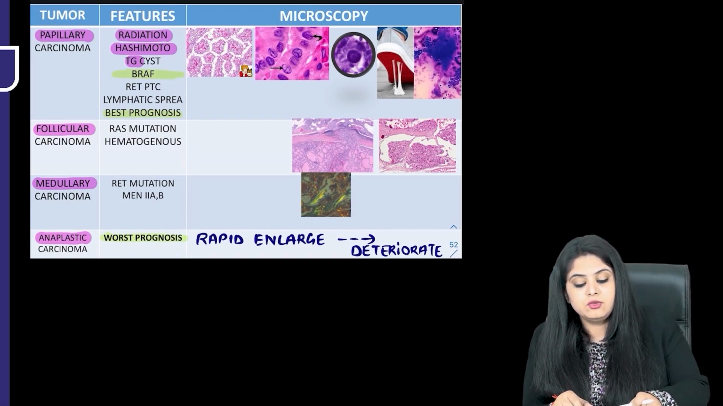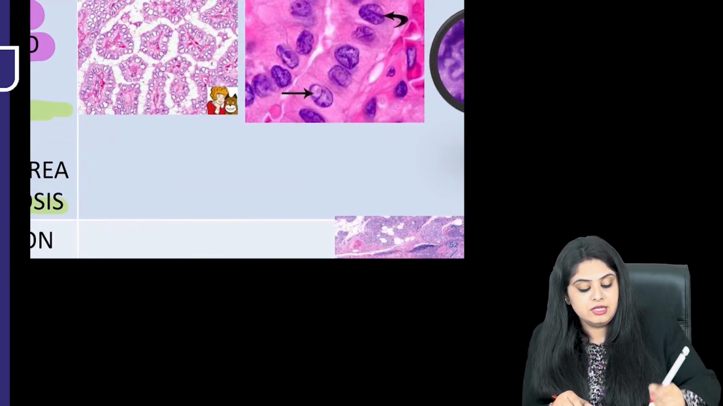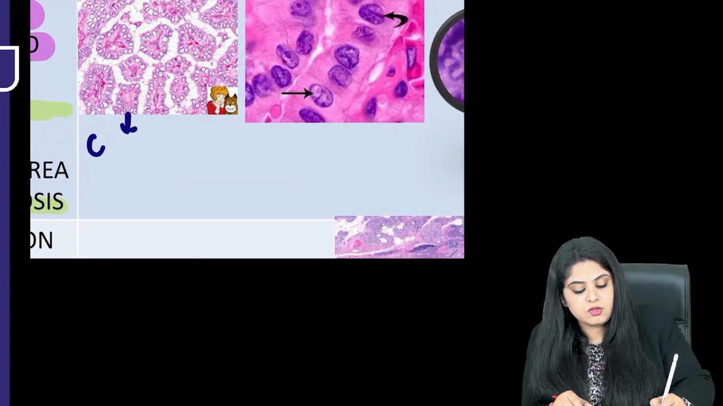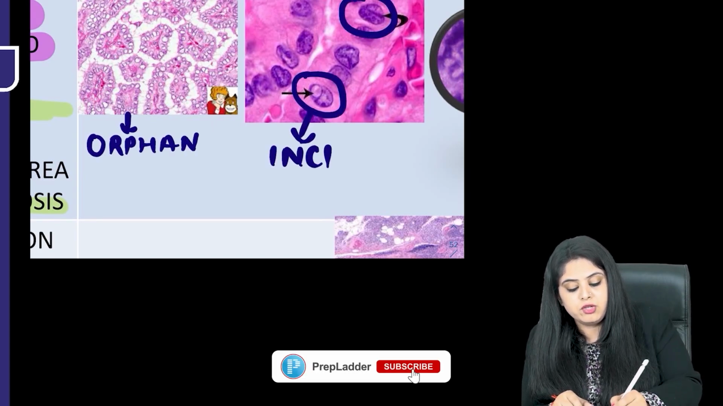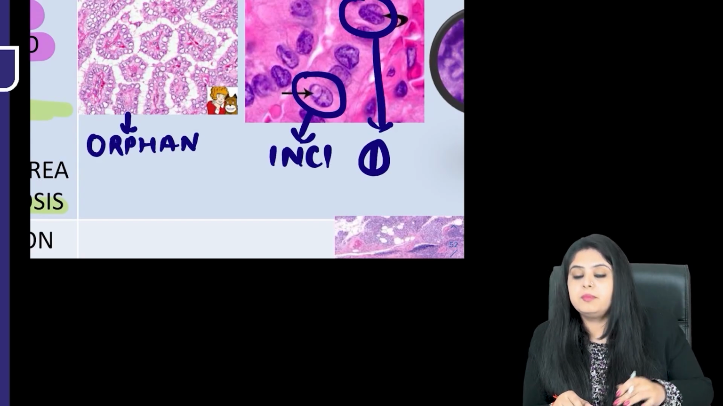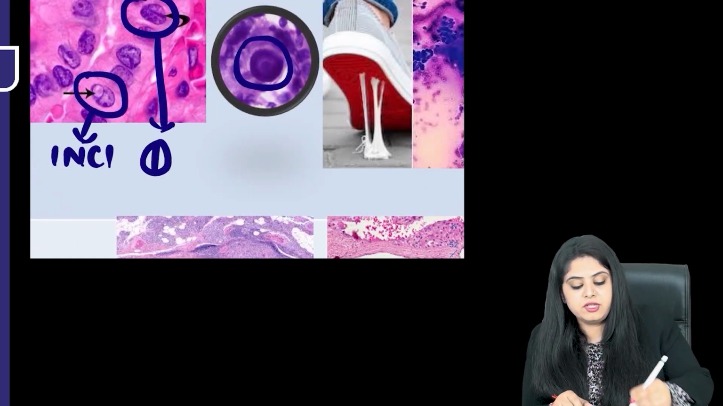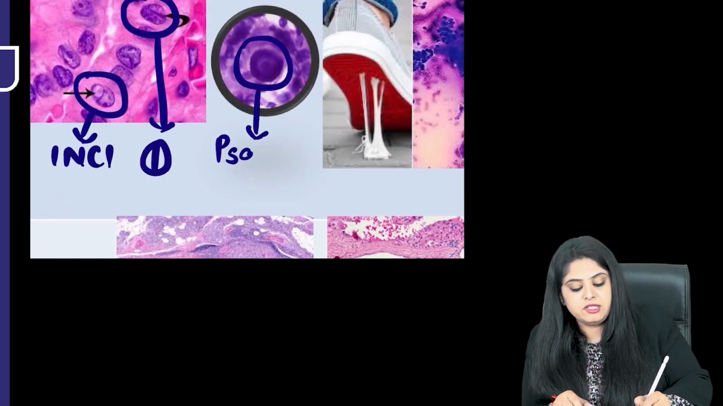What are the findings that you notice? The first finding in front of you, this is the very famous Orphan Annie eye nucleus. What do you see over here? I can see an inclusion, intranuclear inclusion. And what do I see over here? The coffee bean appearance, coming to a body. What is this body? The very famous Psammoma body is also noted.